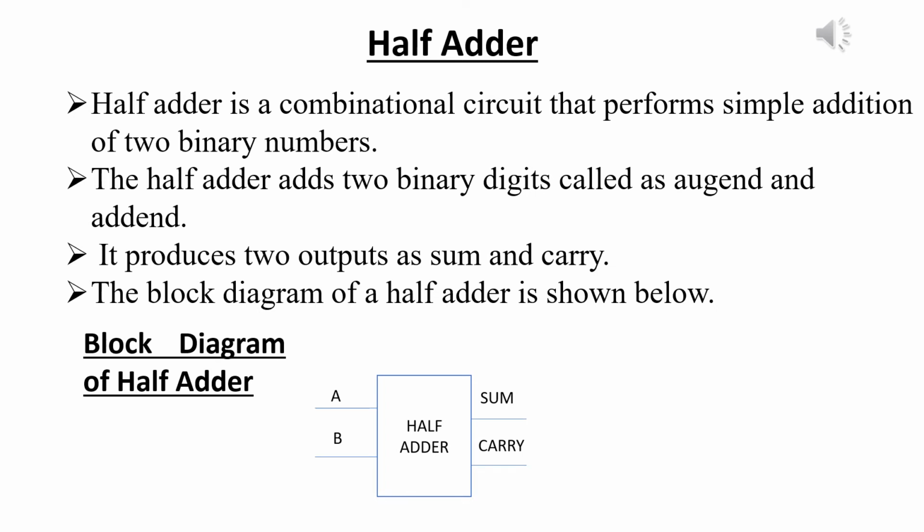The block diagram of a half-adder circuit is given below. You can see the block diagram. The half-adder circuit consists of two inputs and two outputs. The inputs are named A and B and the outputs are named sum and carry.